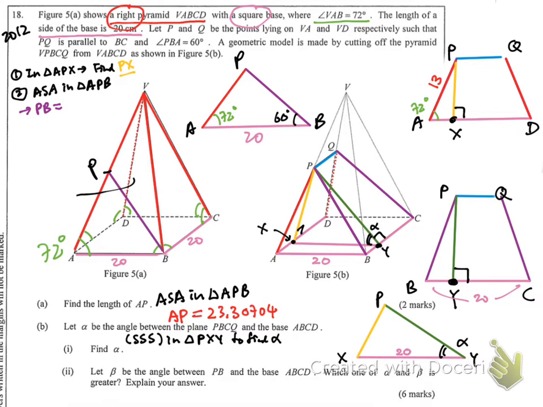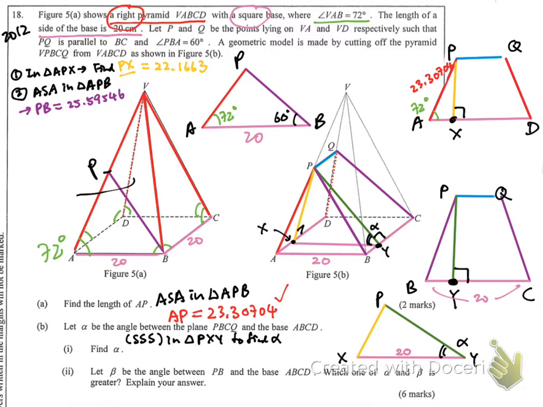According to my calculation, PB will be 25.59546. I made a mistake in AP. AP is not 13, I'm sorry. AP should be the answer taken from here. It should be 23.3. So I missed the answer for PX here. You use a simple sine ratio to get PX. And the answer to PX is 22.17.